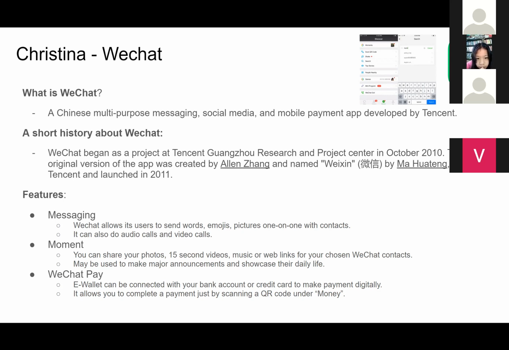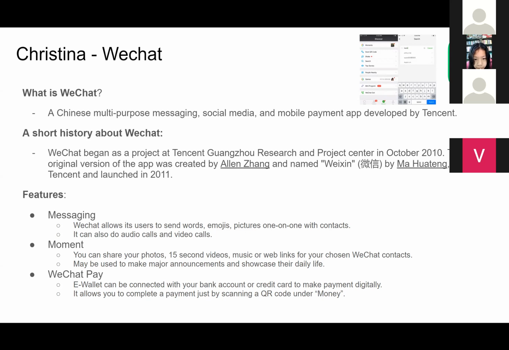In terms of the messaging, WeChat allows its users to send words, emojis, pictures one-on-one with contacts. And additionally, it can also do audio calls and video calls, which are two really convenient tools you can use when you want to communicate with your friends or families.